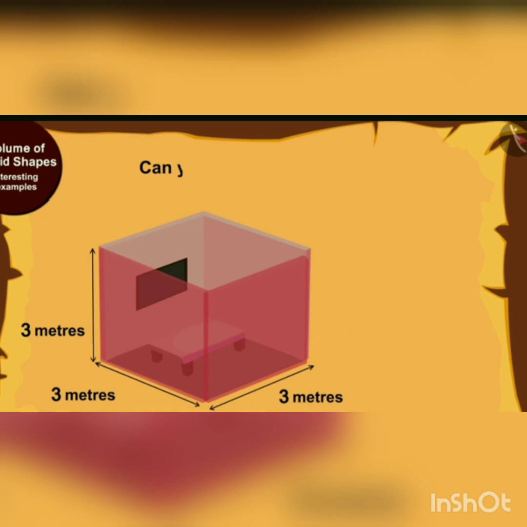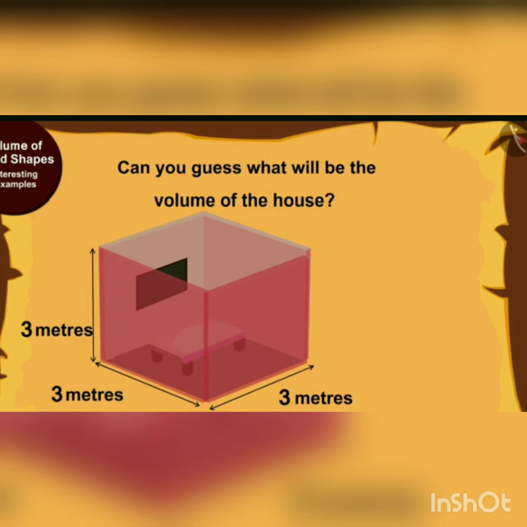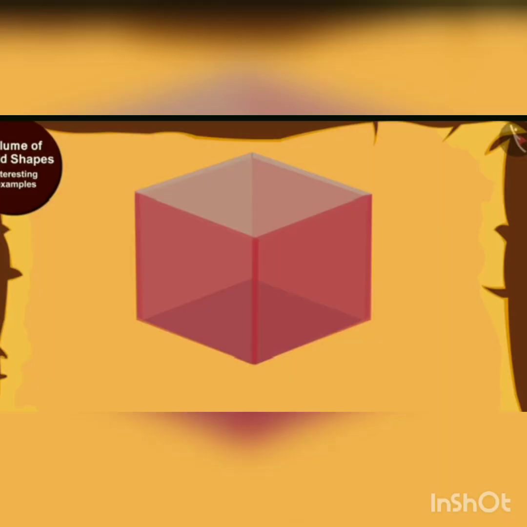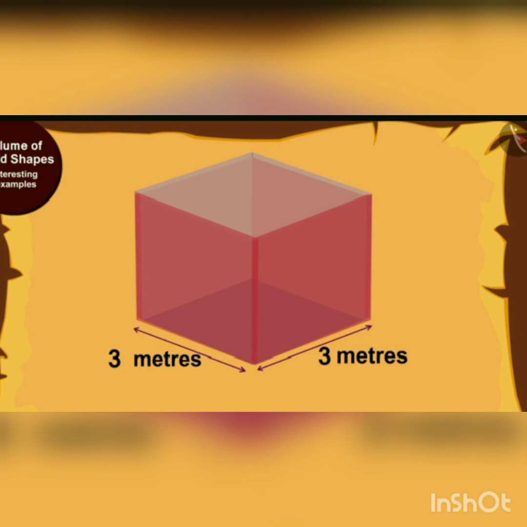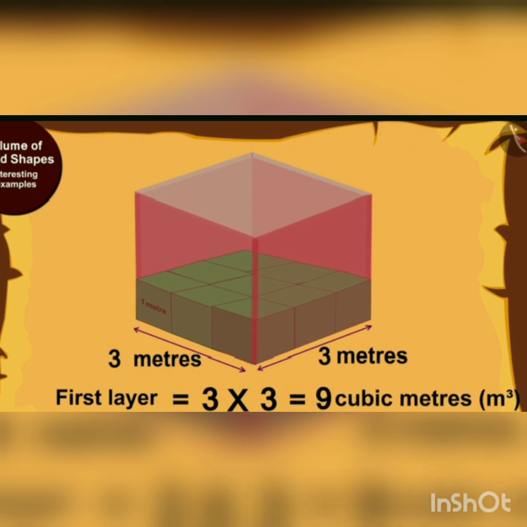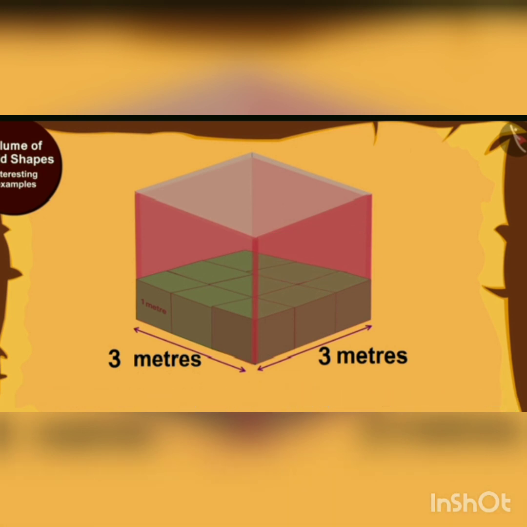So kids, can you guess what will be the volume of the house? If you wish, you can stop the video and think of the answer. The cube-shaped house has a length of 3 meters. This means that the first layer of the house will have 3 times 3, 9 cubic meters. And because the house is cube-shaped, its height will also be 3 meters. In other words, a cube-shaped house will have 3 layers made up of cubic meters.